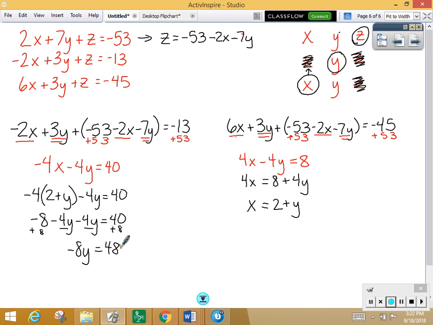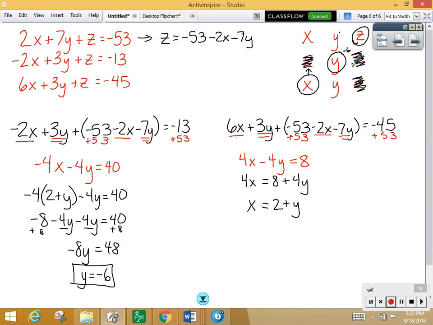I can solve this by dividing both sides by negative 8, which would be y equals 48 divided by negative 8, which is negative 6. And so we know y equals negative 6. And I'm going to put a box around it so I can find it easier. I know here y is negative 6. I'm going to just mark that right there to help me remember.